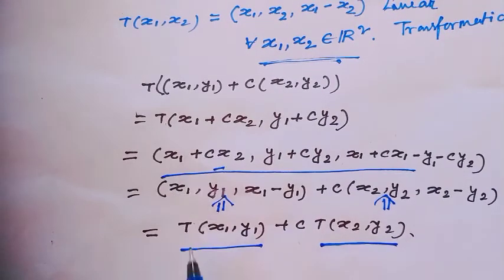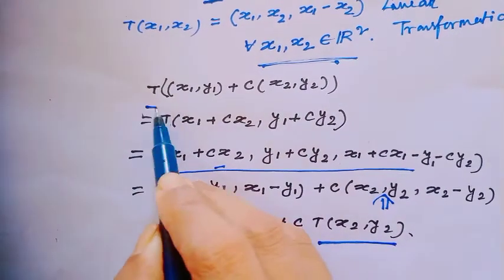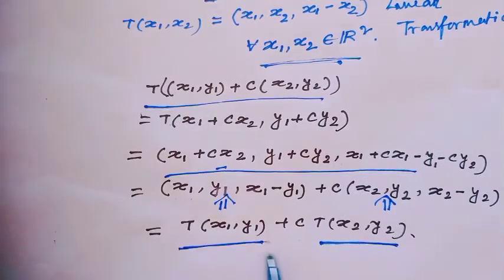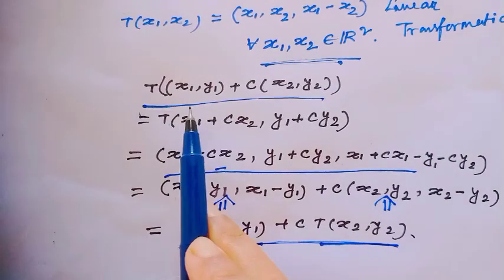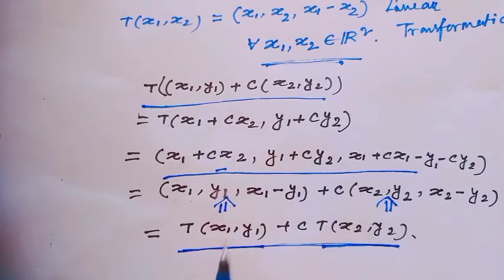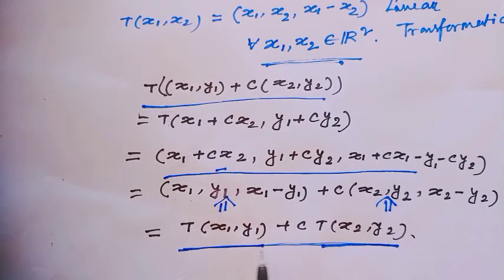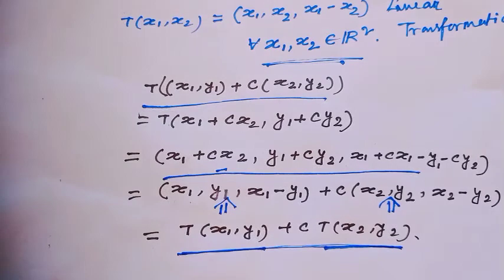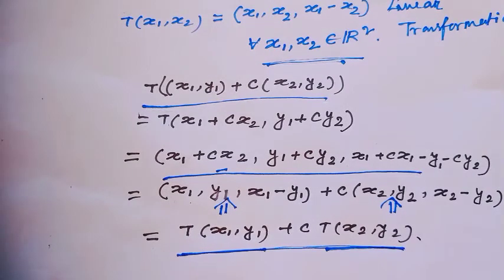That means the condition of linear transformation has been satisfied here. T of (x1, y1) plus c times (x2, y2) is equal to T of (x1, y1) plus c times T of (x2, y2). Are you getting it?